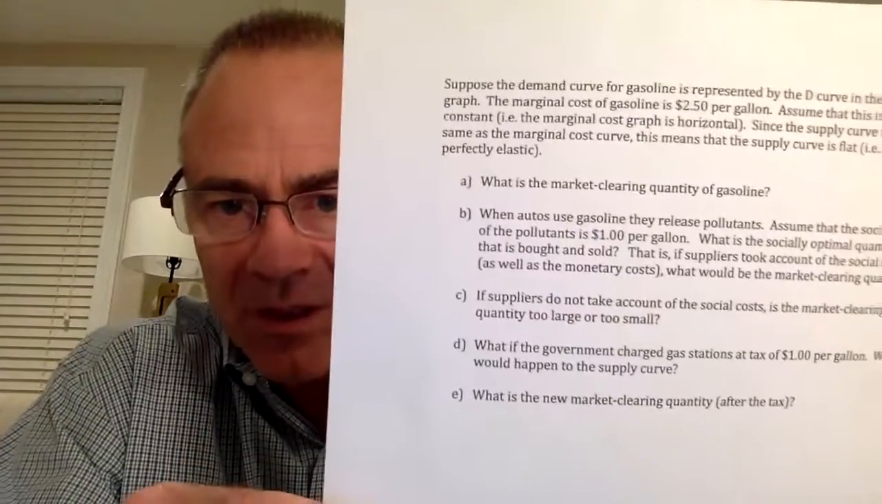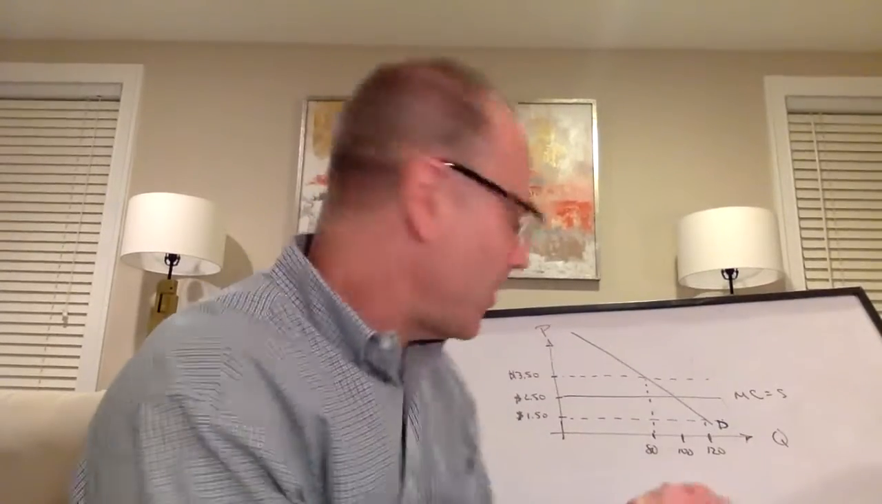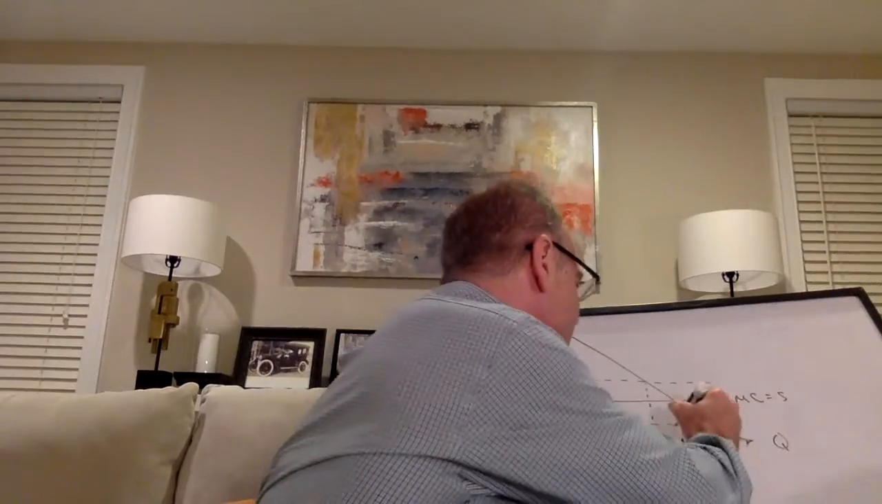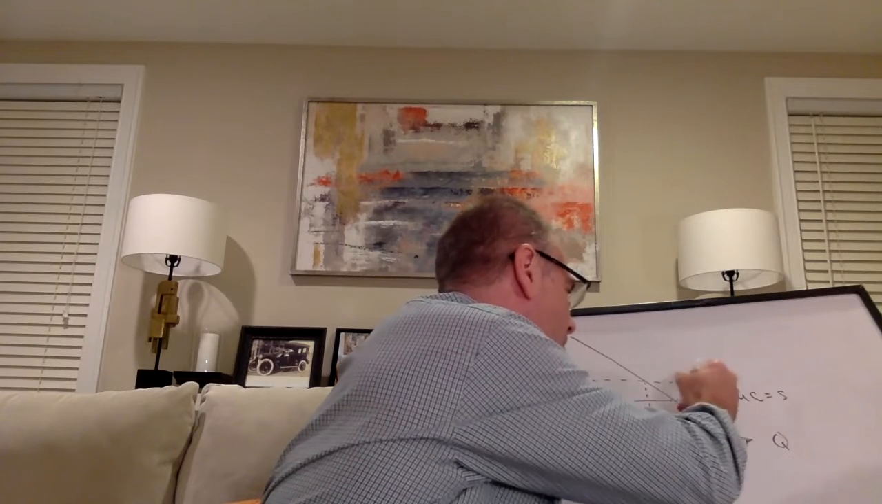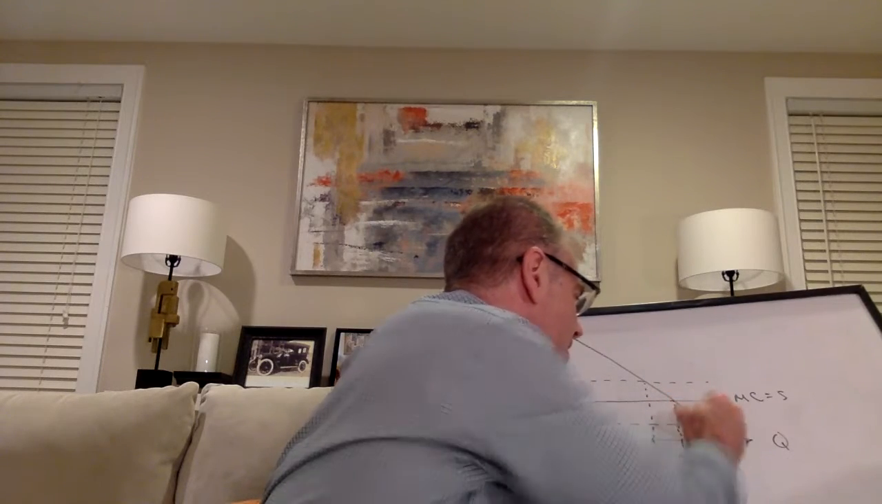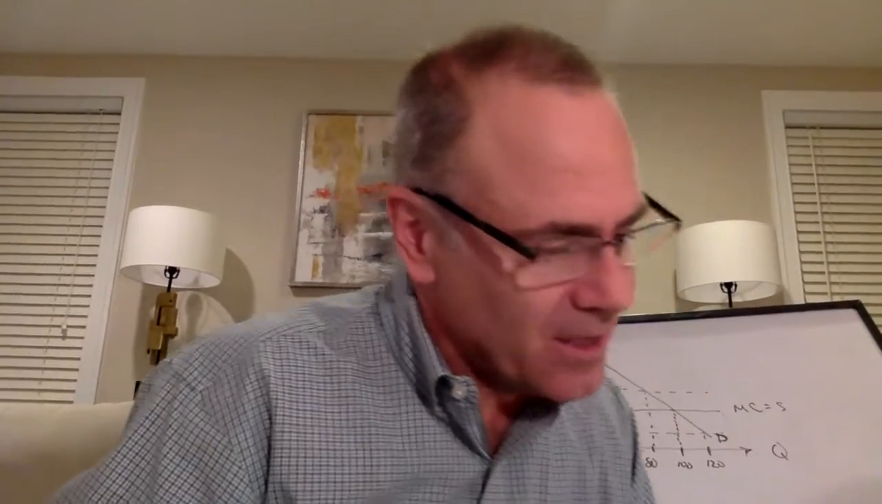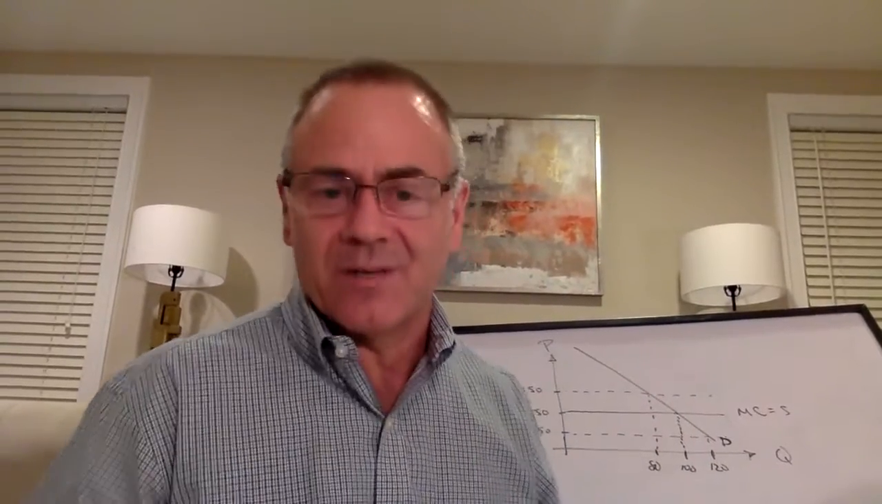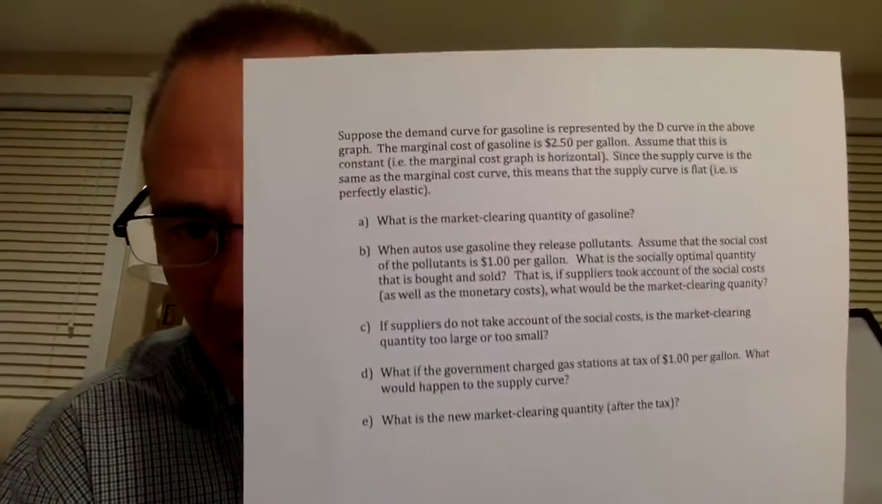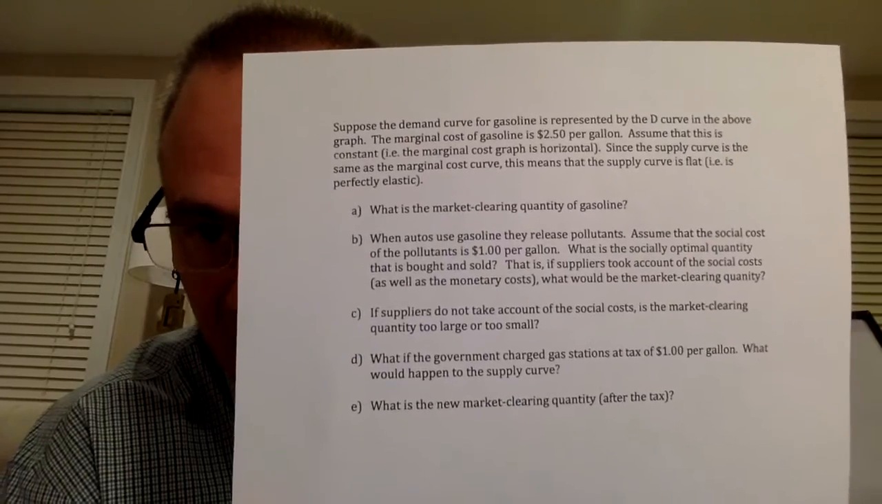Question A: what is the market clearing quantity of gasoline? You should already know this from our earlier chapters, and it is this. We look where the supply curve crosses the demand curve, take the dotted line down from that point, find where it crosses the quantity axis, and it's 100. Let's say this is in millions of gallons. So that is question A. 100 is the answer.